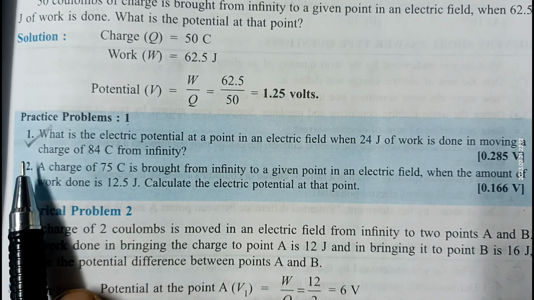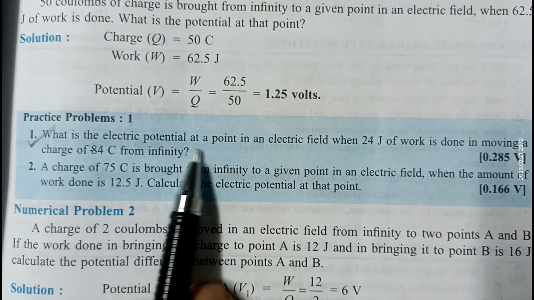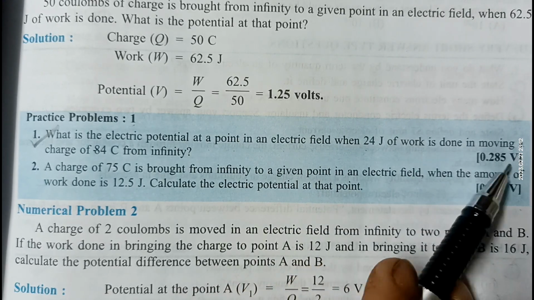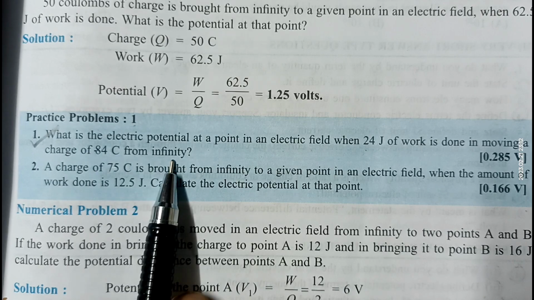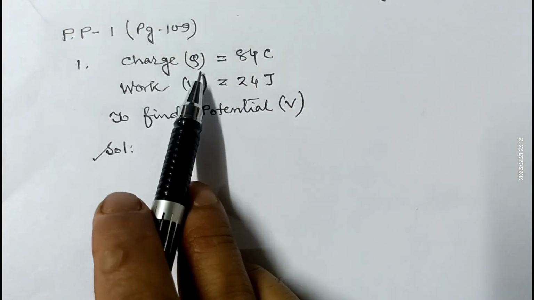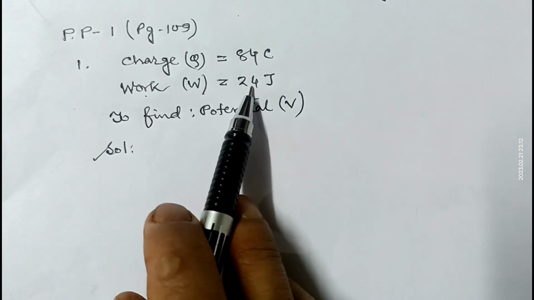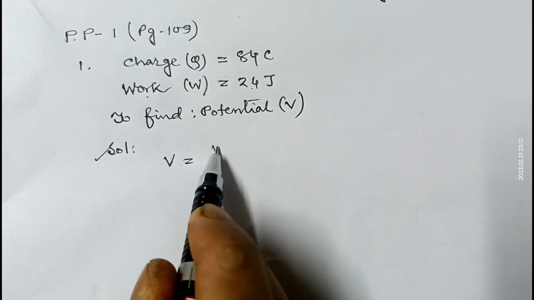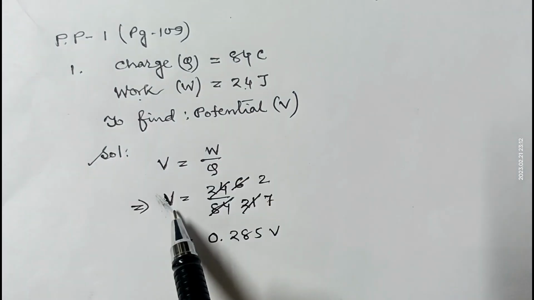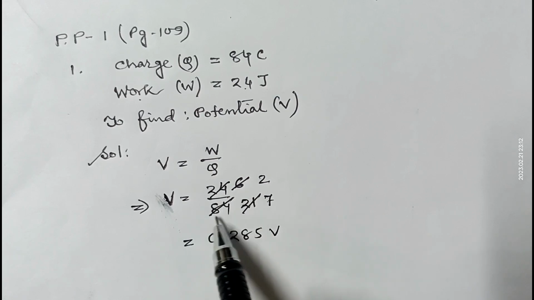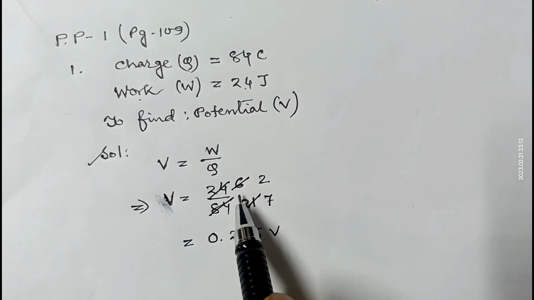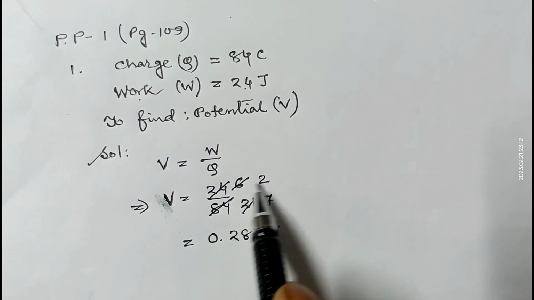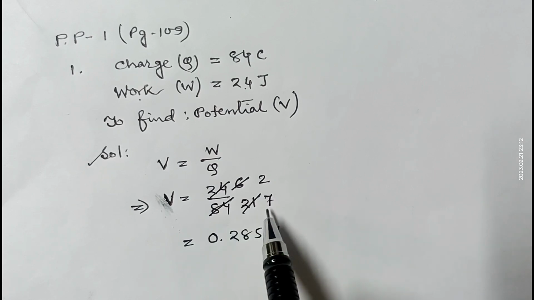From practice problem 1, question number 1 is: what is the electric potential at a point in an electric field when 24 joule of work is done in moving a charge of 84 coulomb from infinity? In question number 1, it is given that charge Q is 84 coulomb, work done is 24 joule, and we have to find the potential. We know the relation V equals W by Q. So V equals 24 by 84. If I cancel by 4, 4 sixes are 24 and 4 twenty-ones are 84. Again cancel by 3, 3 twos are 6, 3 sevens are 21. So we got 2 by 7.